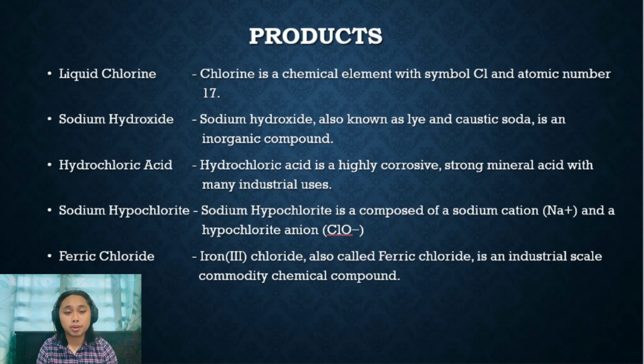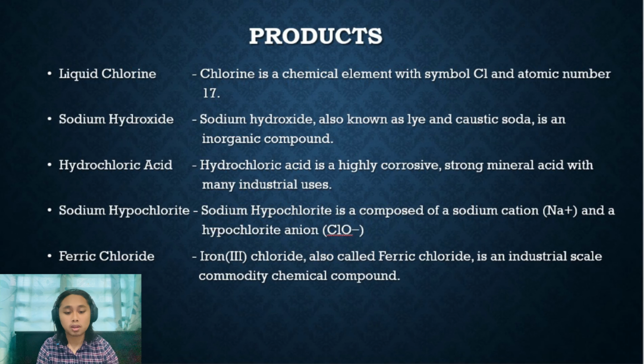First is liquid chlorine. Liquid chlorine is a chemical element with symbol Cl and atomic number 17. Next is sodium hydroxide. Sodium hydroxide is also known as lye and caustic soda. It is an inorganic compound. The third is hydrochloric acid. Hydrochloric acid is a highly corrosive strong mineral acid with many industrial uses.